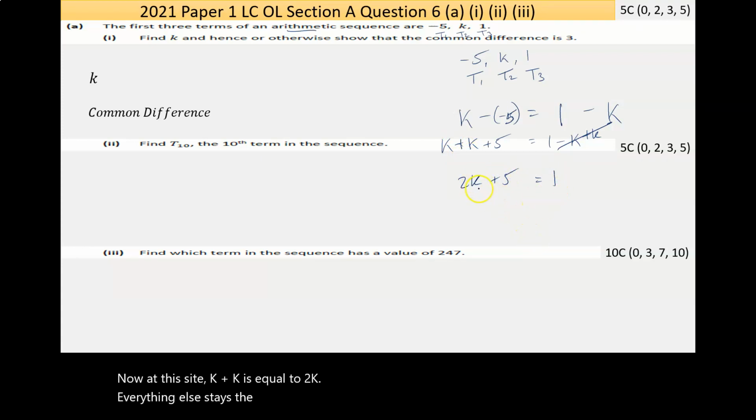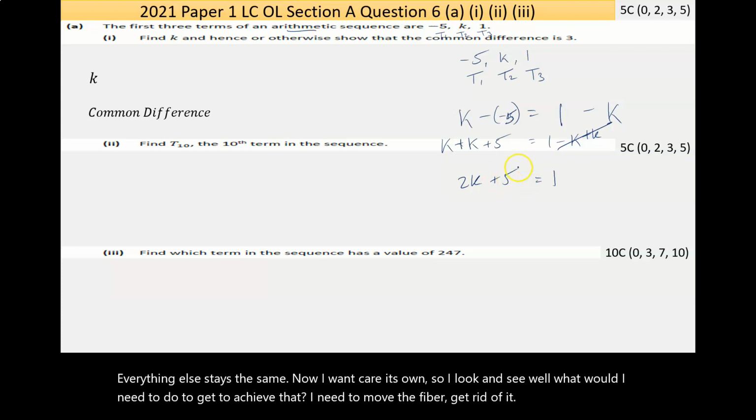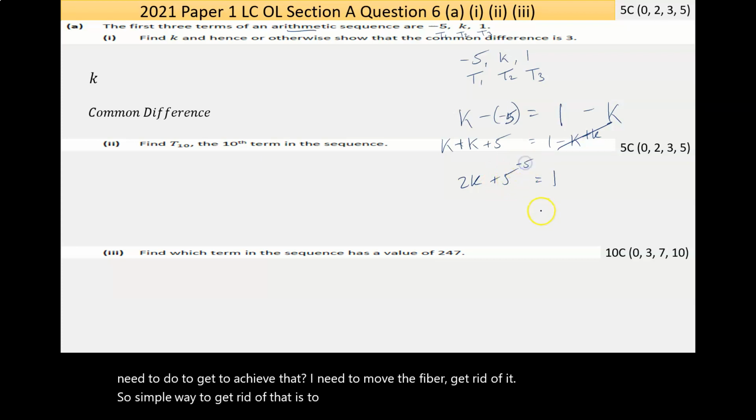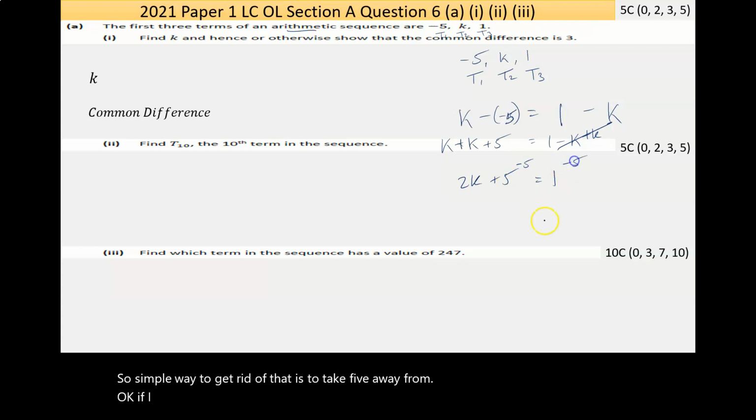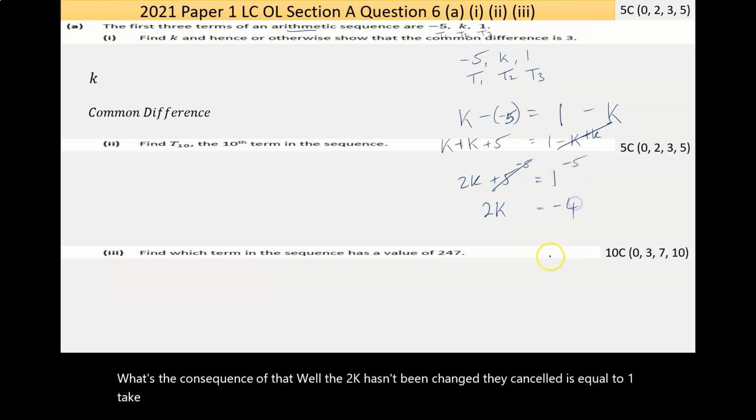Now I want k on its own. So I look and see, what would I need to do to achieve that? I need to move the 5 or get rid of it. A simple way to get rid of that is to take 5 away from it. If I do it to one side, I've got to do it to both. What's the consequence of that? Well, the 2k hasn't been changed. They cancel. Is equal to 1 take 5 is -4.